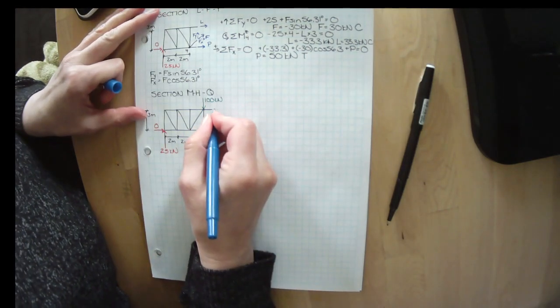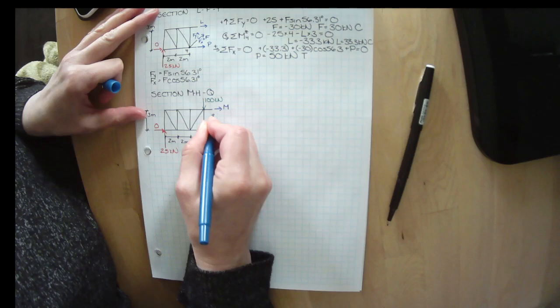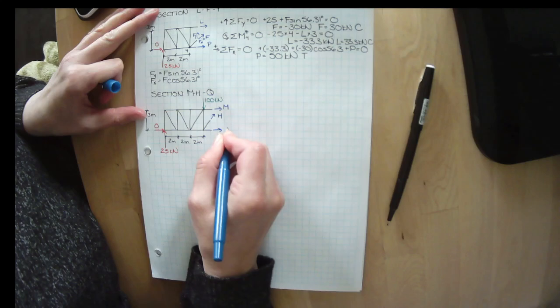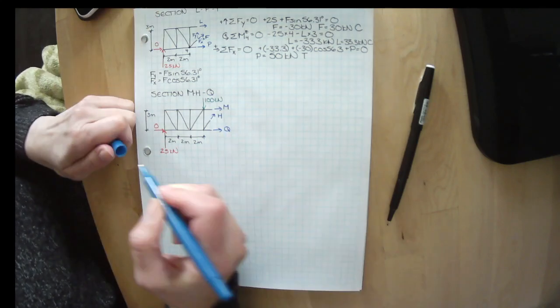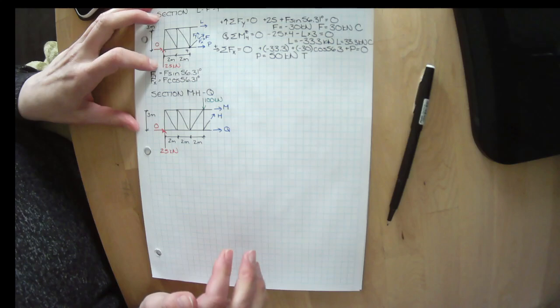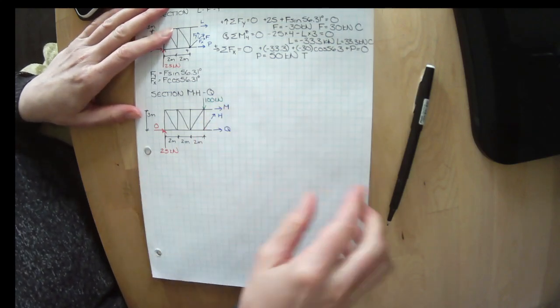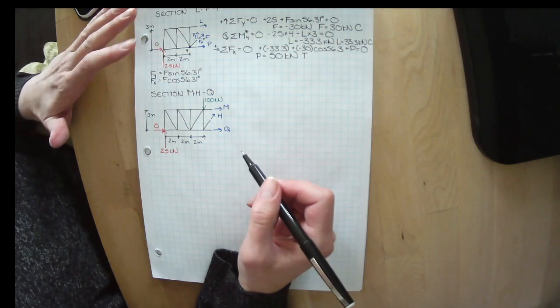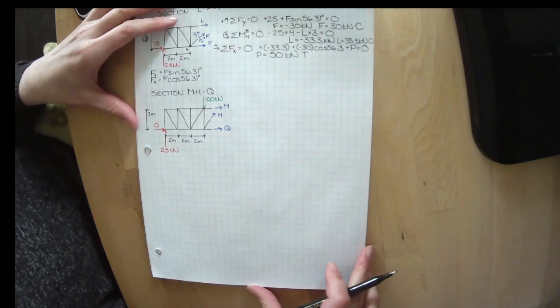And then we've cut through M, H, and Q. We don't know what the value is. We don't know if they're in tension or compression. So I'm going to assume they're all in tension. And if I get a negative number, I'll know that I assumed wrong.